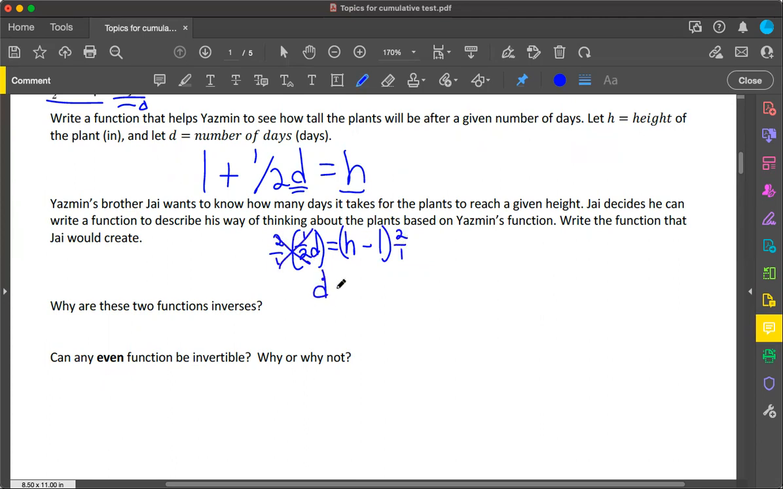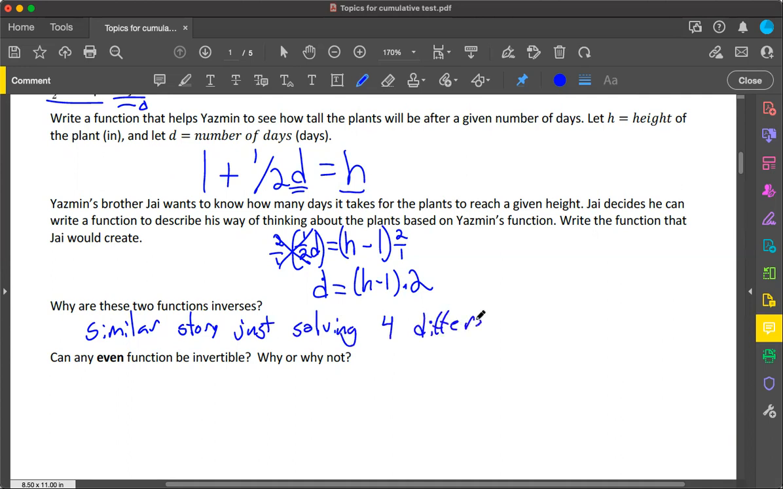You're now left with the number of D's equals the height minus 1, but then multiplying that all by 2. Why are these inverse functions? They get different variables. It's the same story, similar story, solving for different variables. You can get away with that.